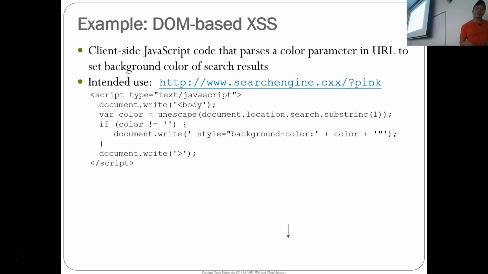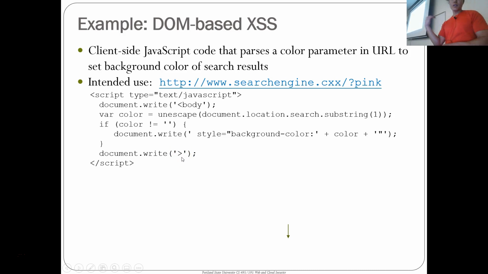So here is some client-side JavaScript code that will parse a color parameter in the URL. So here is the color parameter, pink, to set the background color of the search results. And so this is the JavaScript that generates the background color. As part of this, you will do a document.write of the beginning parts of the body tag. And then you will pull from the parameters the substring that will give you the last bit of this URL. And then you will document.write the style as the background color of whatever color you have parsed out. And then you will close the body tag.